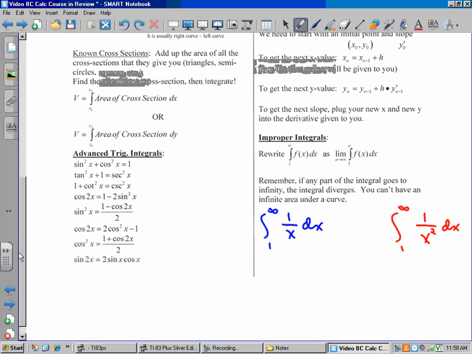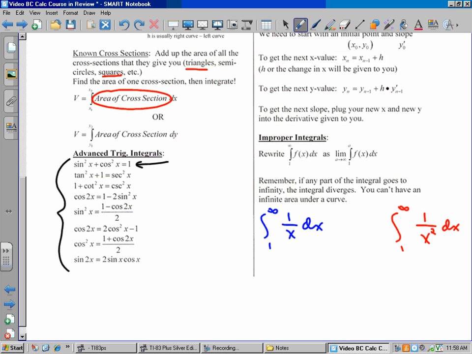The fourth method is the volume of known cross sections. All right, so those cross sections, they will tell you they're going to be triangles, they're going to be squares, they're going to be rectangles, whatever the case may be. You find the area of those triangles or squares or rectangles, and then you integrate that area to figure out the volume.